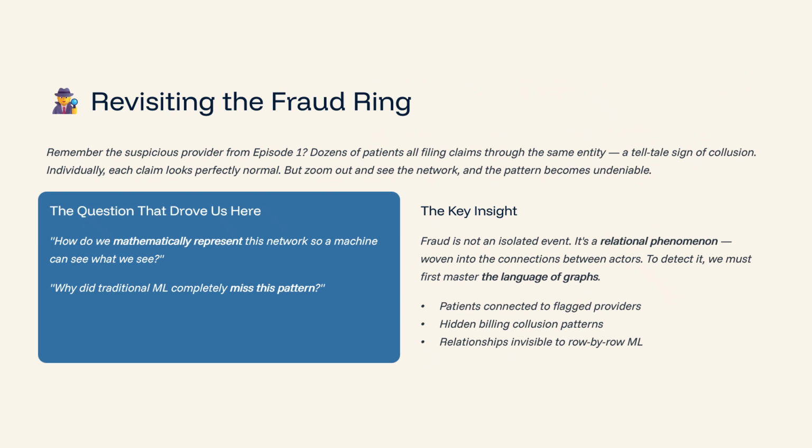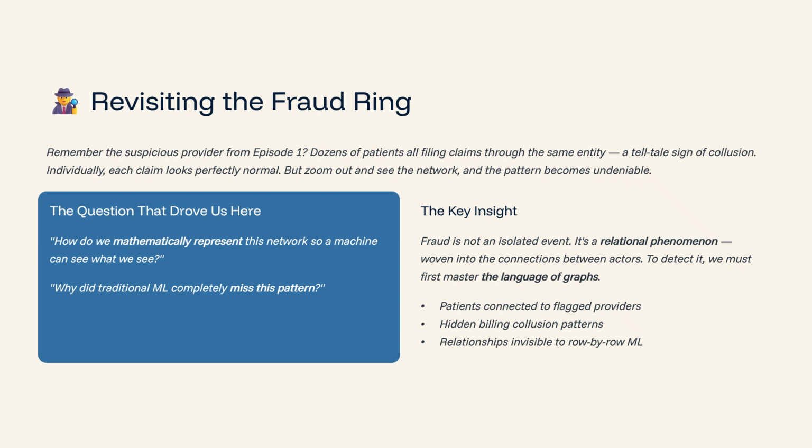Let's go back to where we left off. Do you remember that suspicious provider from episode 1? Dozens of patients all filing claims through the same entity. Individually, every single claim looked perfectly normal. The right diagnosis code, a plausible procedure, a reasonable amount. Nothing would raise a red flag in isolation. But the moment you zoom out and look at the network, the pattern becomes impossible to ignore. That provider is at the center of a web connected to patients who are also connected to each other in ways that don't make clinical sense.